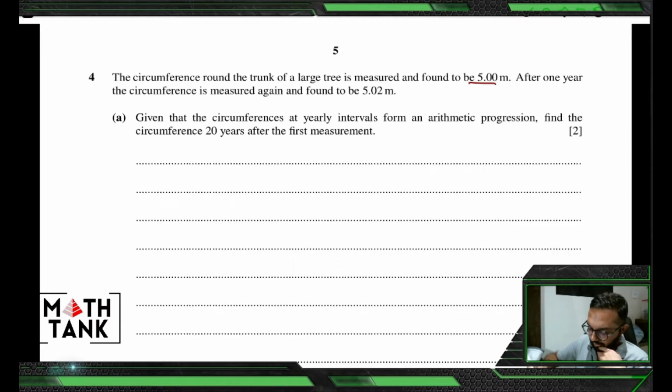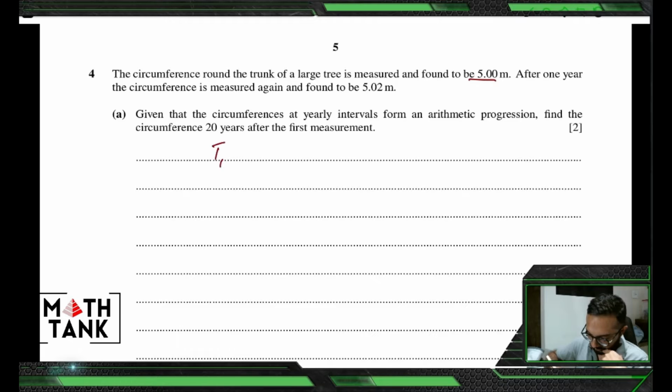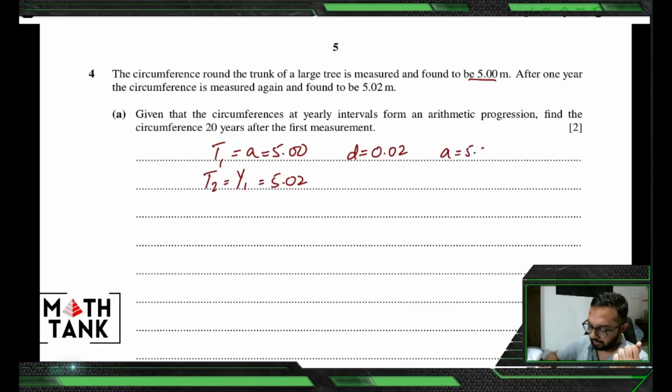So they are in arithmetic progression, so I'm going to say that term 1, or a, is 5.00. That's when it was first measured. After 1 year, that's term 2. So yeah, that's year 1. At the end of year 1, 5.02. So I find out that d is basically 0.02 and a is 5.00.